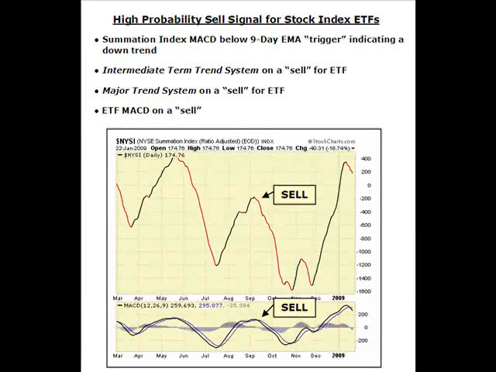I identified stock index ETFs that were also on an intermediate term trend, MACD, and major trend system sell signal that confirmed the summation index downtrend. I purchased put options and bearish ETFs on these stock index ETFs. Now this was a high probability sell signal, as all three trend following systems were on a sell signal, as well as the summation index. In addition to the stock index ETFs, there were also a lot of individual stocks on a sell signal.